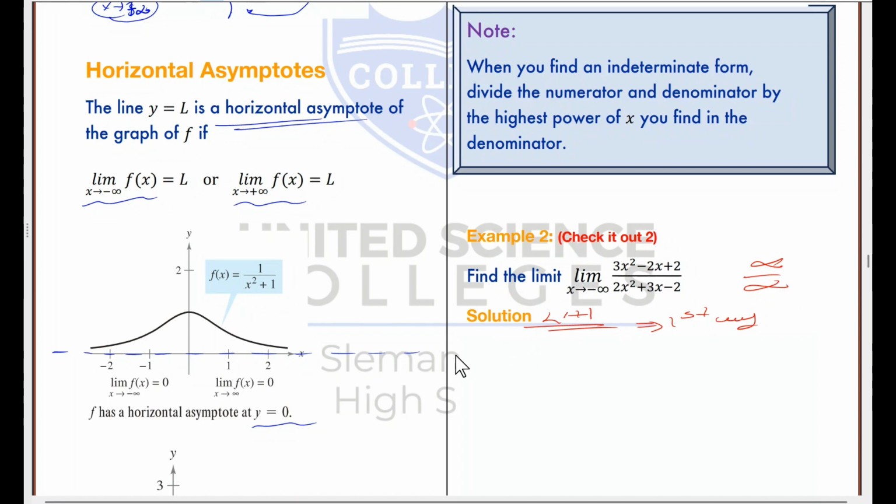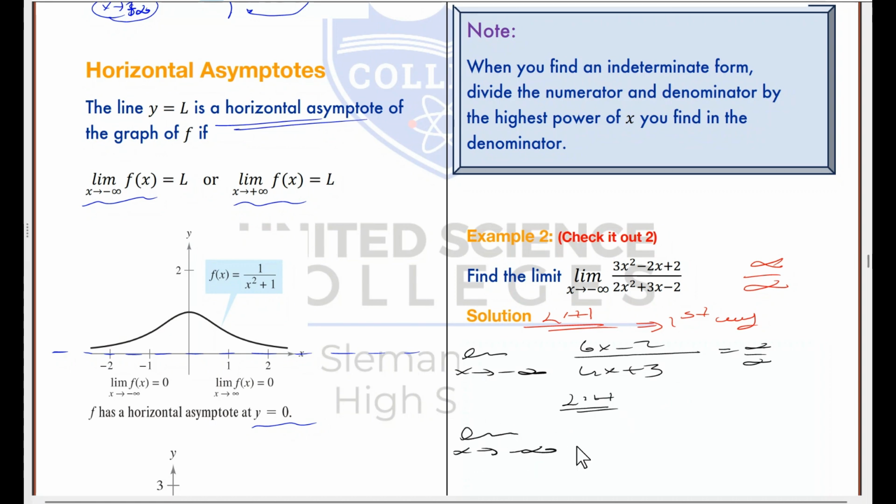When I apply L'Hopital's, I will take the derivative of top, which is 6x minus 2, and the derivative of bottom, 4x plus 3. I still have the infinity over infinity case, so I have to use L'Hopital's one more time. So take another derivative: derivative of top, 6; bottom, 4. 6 over 4, 3 over 2 is the answer for this question.